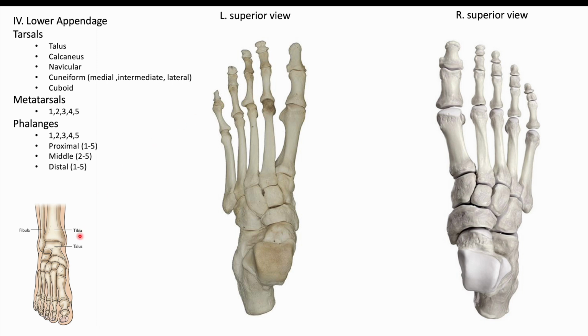And then you can see that the talus, this is showing you the right foot, is going to articulate with the tibia, and then the fibula articulates with parts of the talus as well. Okay? And that concludes the appendicular skeleton.